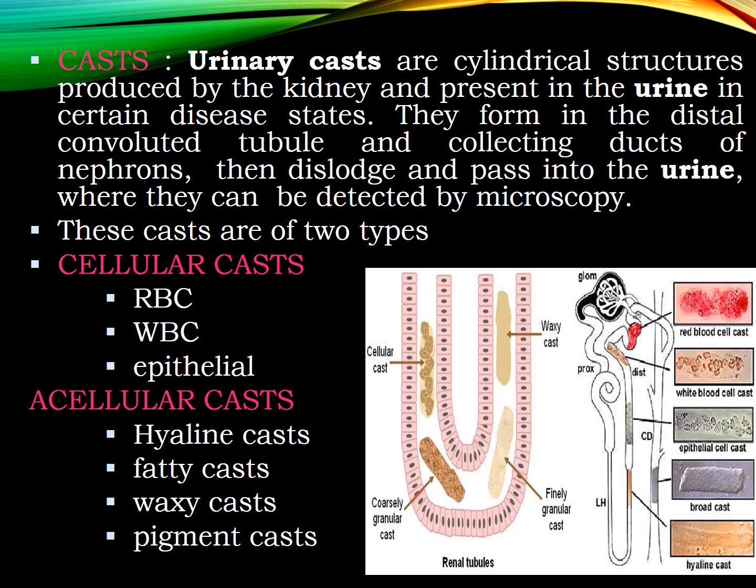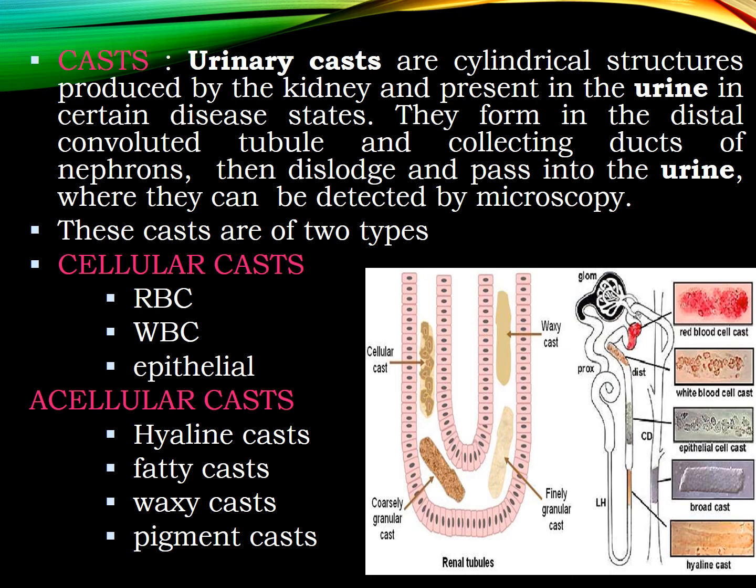We also use the microscopic examination of urine for determining the presence of casts in the urine. Urinary casts are cylindrical structures produced by the kidney and present in urine due to certain diseases. They form in the distal convoluted tubule and collecting duct of nephrons, and then they dislodge and pass into the urine. So we can detect them by microscopic methods.